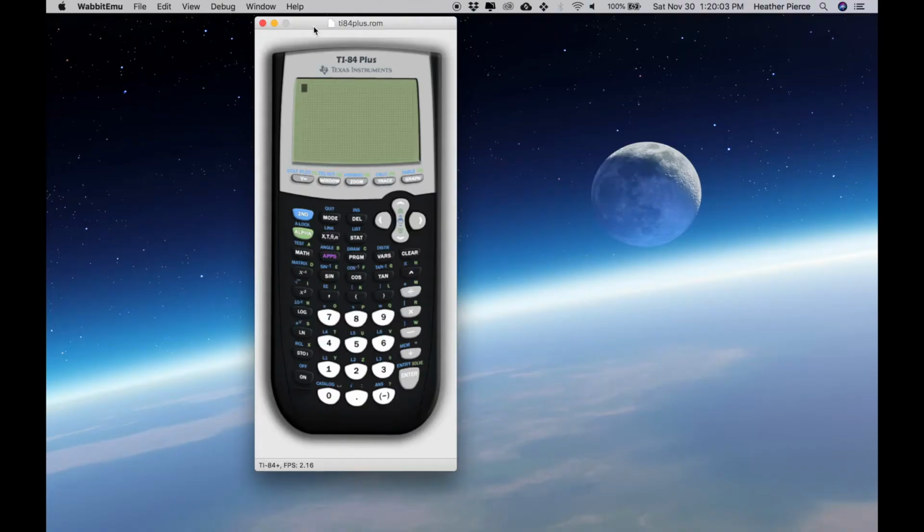Here I have my emulator, and like I said, I want to find log of 229. So we have this button here that says log, and this is the one that we're going to need. And then from there we can just type the number 229 and hit enter, and we have our solution, 2.3598.